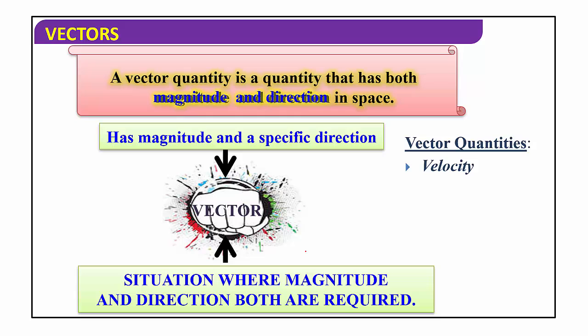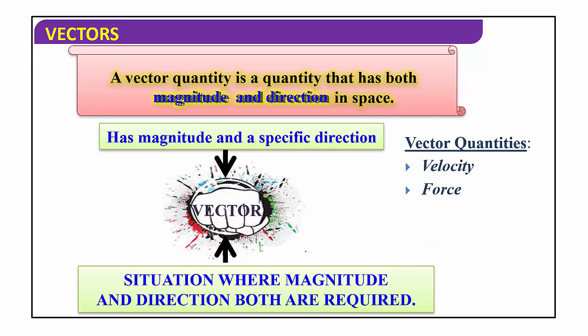When displacement is a vector quantity, then velocity is also a vector quantity because velocity is rate of change of displacement. Suppose if I am going to consider speed, speed is not a vector quantity because what is speed? Speed is rate of change of distance because distance is a scalar quantity.